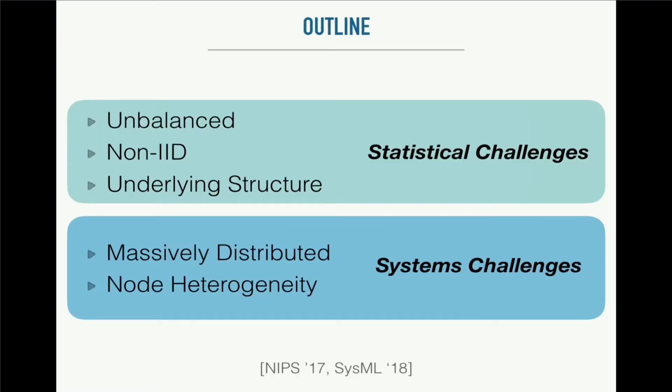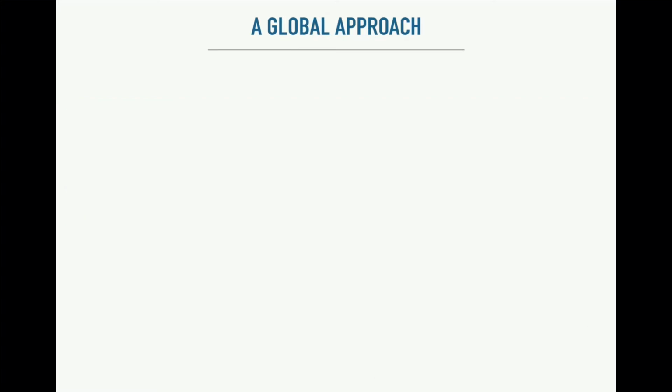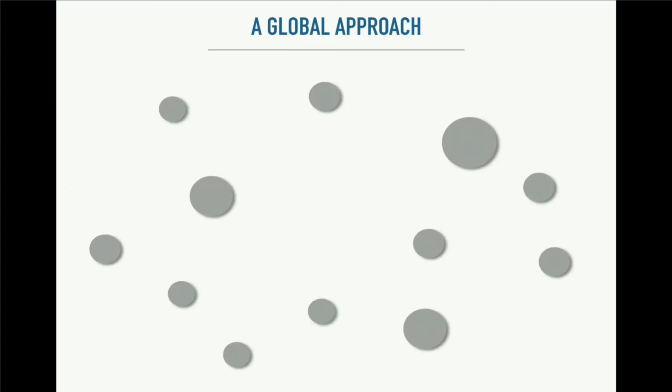So I'm going to talk briefly about some recent work trying to tackle these two challenges beyond the data center. In terms of tackling the statistical component, the goal again is that you'd like to be able to fit a model to data that's distributed across these various devices. So imagine that each of these gray circles is a device, and they're different sizes because they're generating different amounts of data.